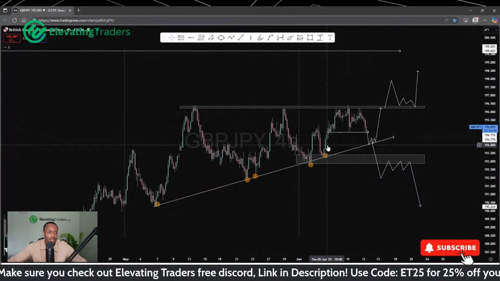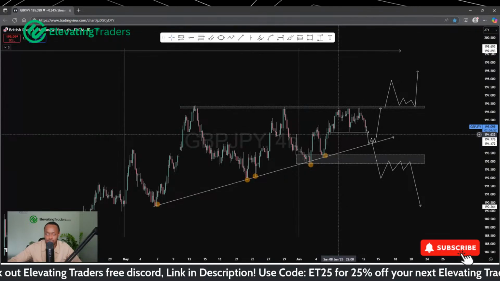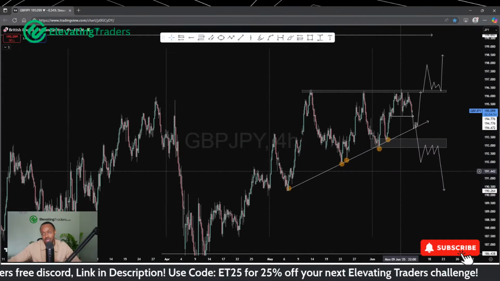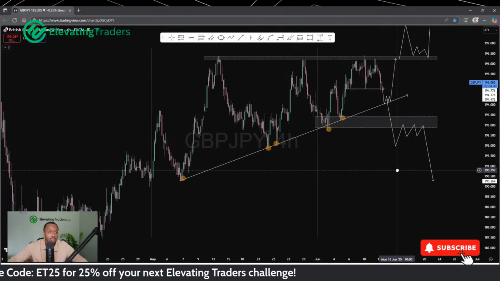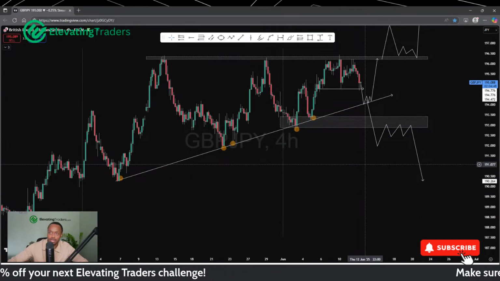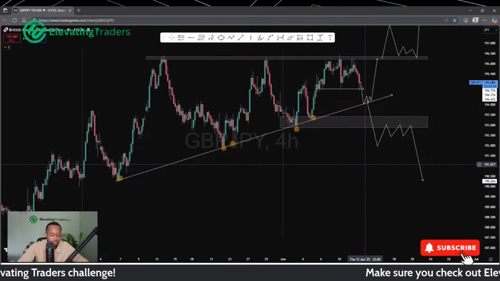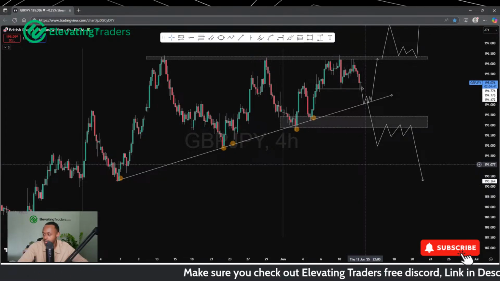Inside that wedge, I'm not so concerned about trading pound yen because it's very indecisive and the risk reward's not great, especially on the time frames I'm looking at on the 4-hour chart. If you're intraday, you might find a bit more meaningful swings there, but on the 4-hour chart you're not looking at anything worthwhile.